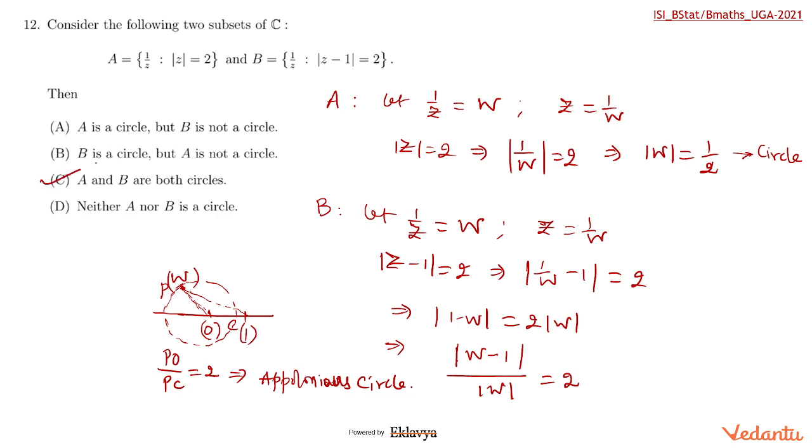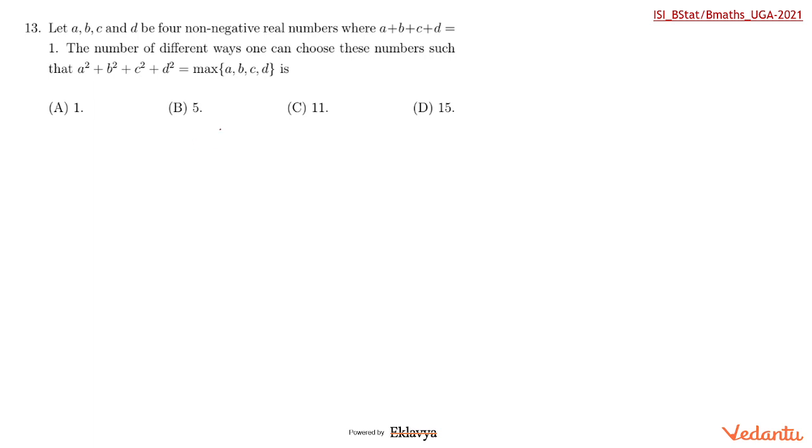Okay, locus of W. Coming to question number 13, it is a very nice question, the best question we can say in this paper. Let A, B, C, D be 4 non-negative real numbers where A plus B plus C plus D is equal to 1. The number of different ways one can choose these numbers such that A square plus B square plus C square plus D square is equal to the maximum of A, B, C, D. The max of A, B, C, D is basically one of A, B, C, D, but it can be A or B or C or D, so we don't know exactly what the maximum is.